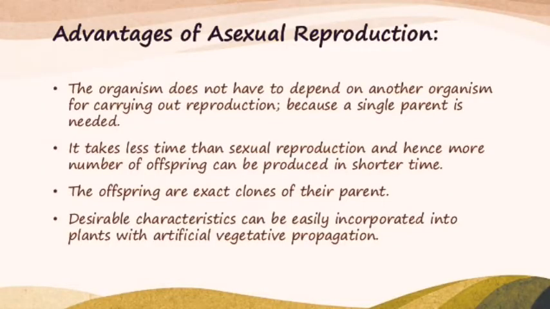What are the advantages of asexual reproduction? In asexual reproduction, only a single parent is needed. It takes less time than sexual reproduction, and more offspring can be produced in a shorter time. The offspring are exact clones of their parents. The desirable characteristics can be easily incorporated into plants with artificial vegetative propagation. These are some of the advantages of asexual reproduction.